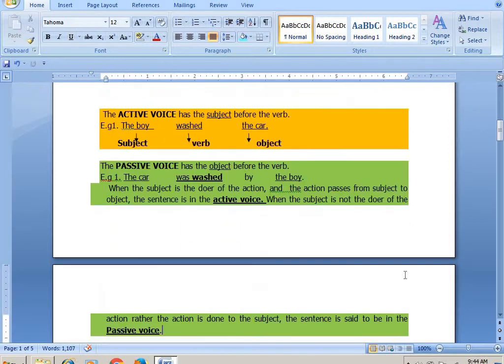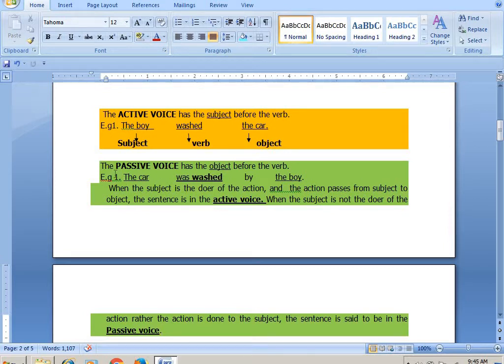And so, therefore, have a look over here. The active voice has the subject before the verb. Example, the boy washed the car. What is the verb over here, students? Washed is a verb. What is the subject? The boy is the subject and the car is the object. Students, before the verb is the subject and what has come after the verb is the object. Remember, in this sentence, subject is the boy, object is the car and washed is the verb.